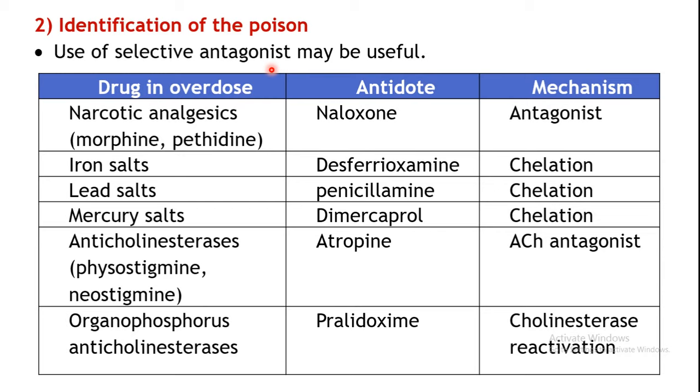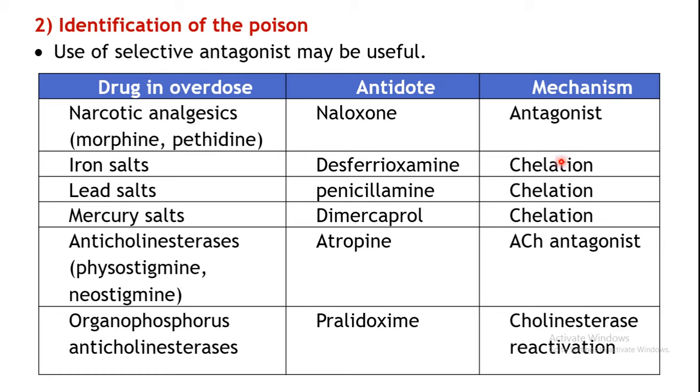There is a table which reflects a few examples of substances which can cause poisoning, the antidotes, and the mechanism by which each antidote acts. The first case is narcotic analgesic or opioid poisoning. In this case, the best antidote or antagonist selected is naloxone, and it is a receptor antagonist.